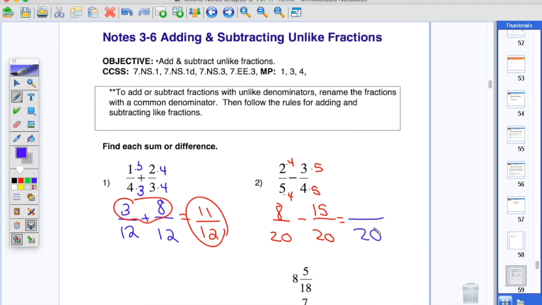So we're going to keep our denominator the same. We're going to rewrite subtraction as adding the opposite. So now I have 8 plus a negative 15. So we take the sign of the larger number, which is negative, and subtract 15 minus 8, which is 7. So our answer is negative 7/20.